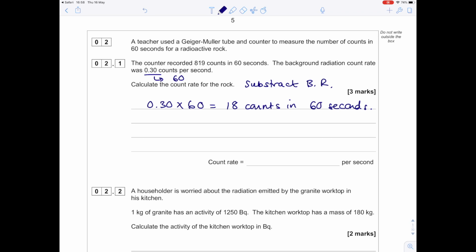So to work out the real reading, we need to take out that background radiation from the reading in 60 seconds to get 801 counts in 60 seconds. And then because we need it per second, we just take that number and divide it by 60. And once you've done that, you get 13.35.